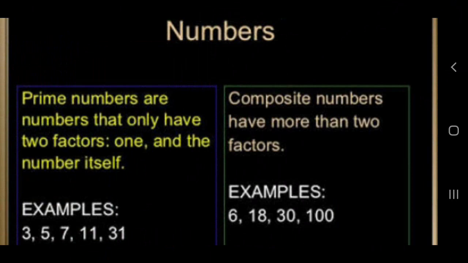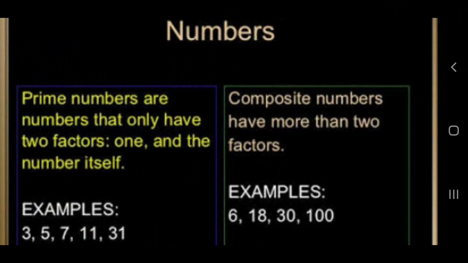3 is a prime number because you can write 3 as 1 into 3 only. 5, 1 into 5 only. 7, 1 into 7 only. 11, 1 into 11 only. 31, 1 into 31. No other factors. These numbers have only which factors? 1 and that number itself. Such numbers are called prime numbers.